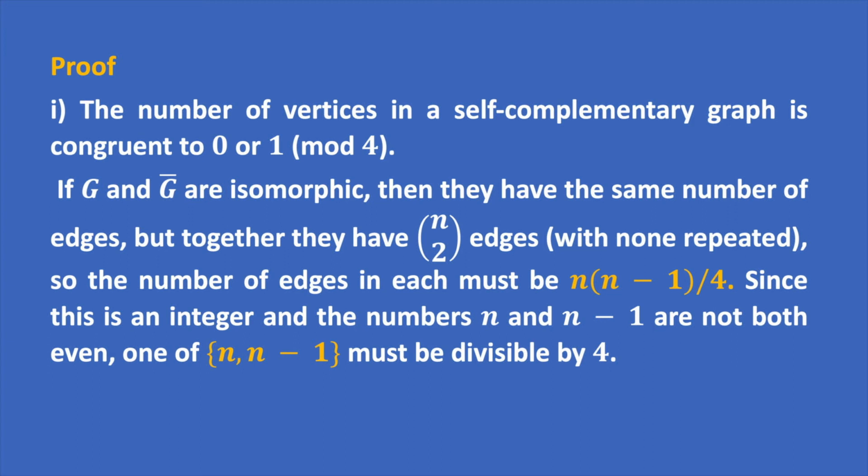If G and G complement are isomorphic, then they have the same number of edges, but together they have nC2 edges with none repeated. So, the number of edges in each must be n times (n minus 1) by 4. Since this is an integer and the numbers n and n minus 1 are not both even, 1 of n or n minus 1 must be divisible by 4.